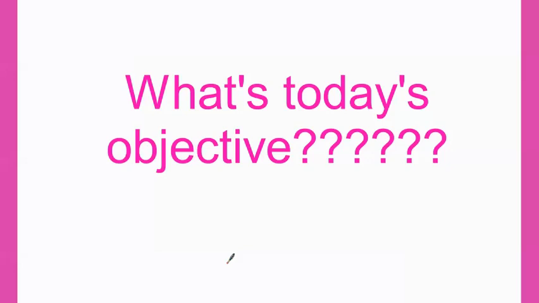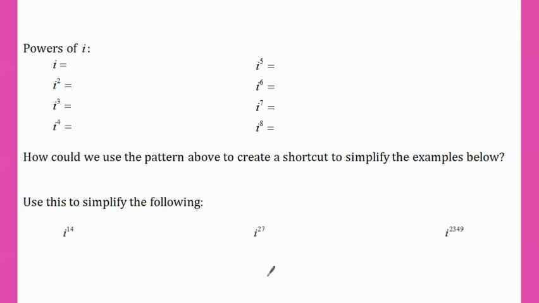Right, our objective today is to simplify powers of i, simplify radical expressions, and to add, subtract, and multiply complex numbers. So we're going to start off with the definition of i. i is defined by the fact that i squared is equal to negative 1. In other words, i is equal to the square root of negative 1.